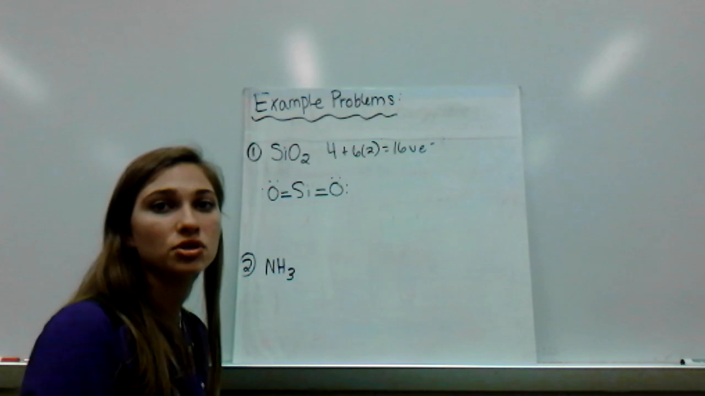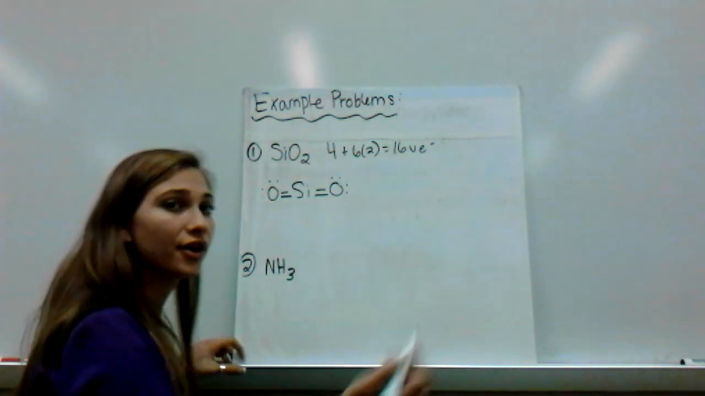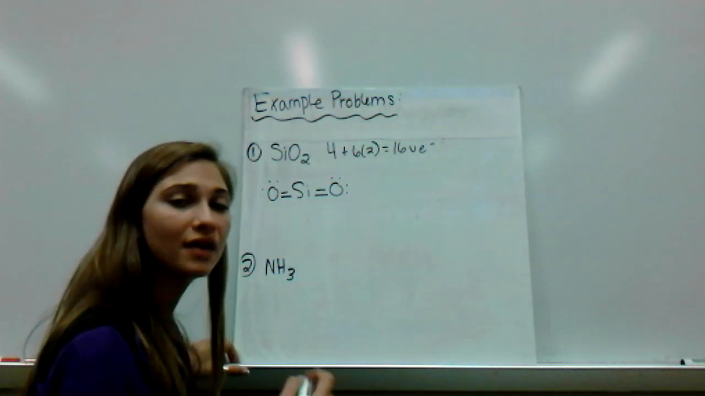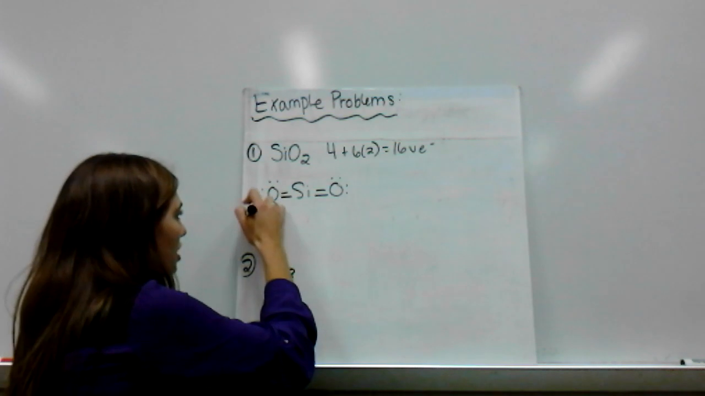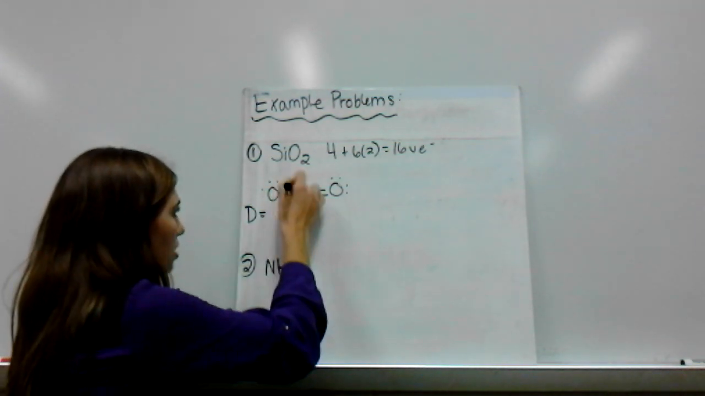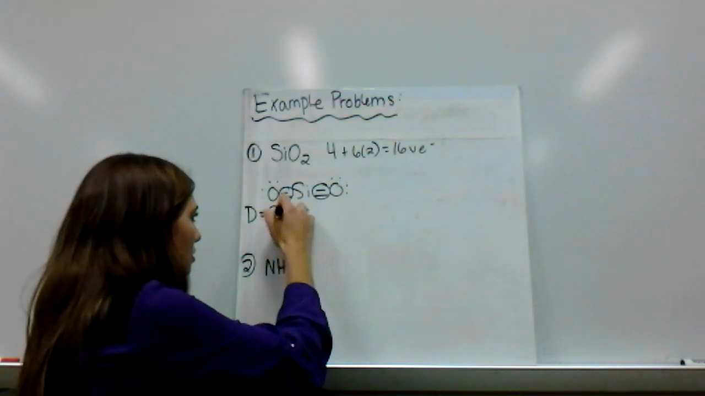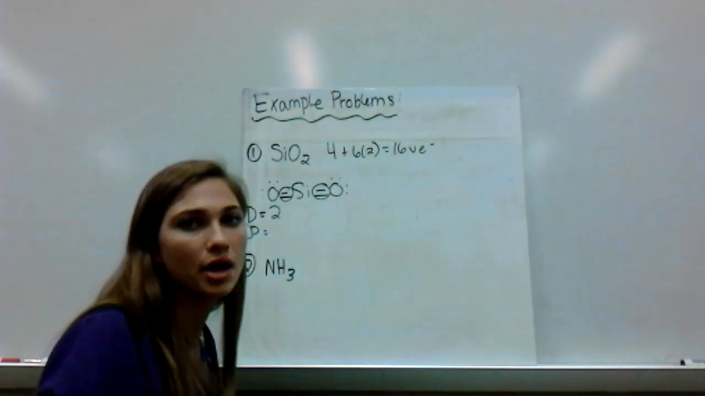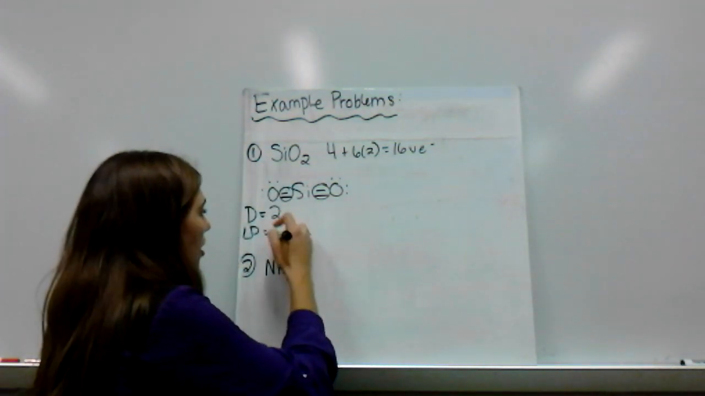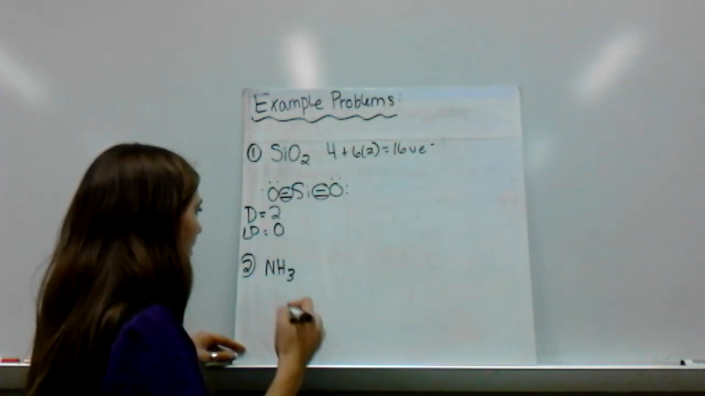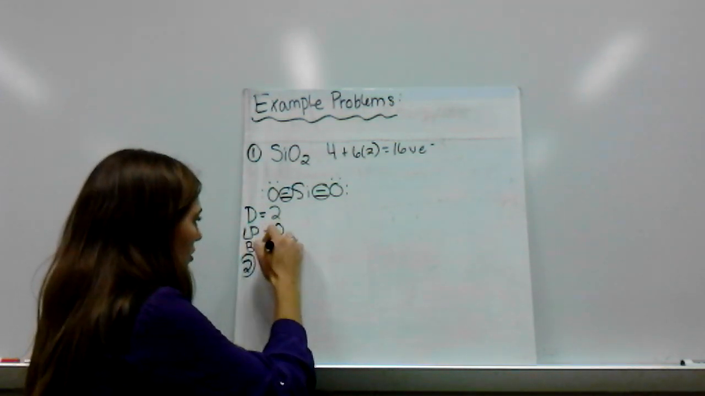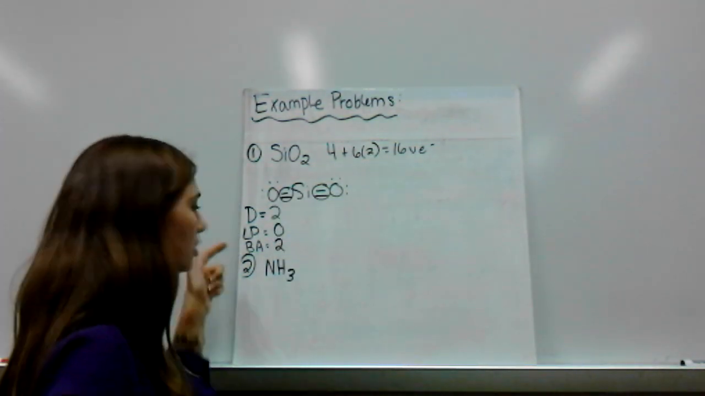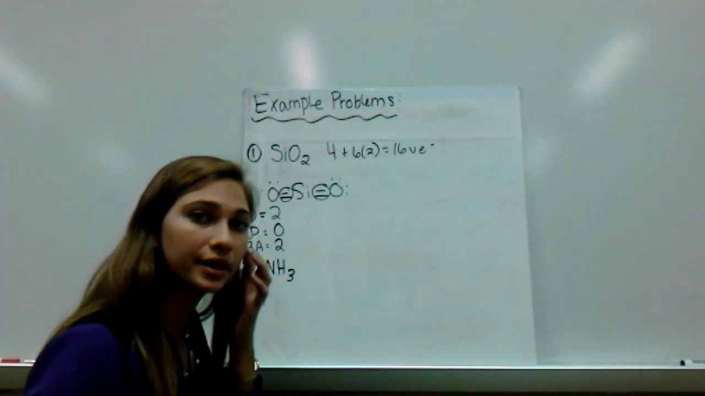Now I need to figure out what my electron geometry is. In order to figure out what my electron geometry is, I need to figure out the number of domains I have, the number of lone pairs I have, and the number of bonded atoms. So D is going to stand for domain. 1, 2. I have 2 domains. LP is going to stand for lone pairs. Do I have any lone pairs on the central atom? No, I do not. So it's going to have 0. And bonded atoms, we have 2 atoms bonded. Okay? Now with that, I can figure out what my electron geometry is and what my molecular shape is.